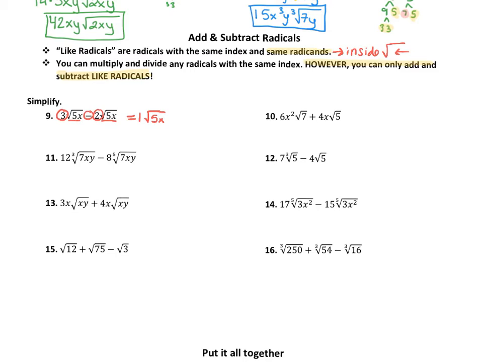But now if I look at number 10, I have a square root of 7 and a square root of 5. Since I'm adding, they would have to be exactly the same. So this is fully simplified. This cannot be simplified anymore. That would be my final answer.